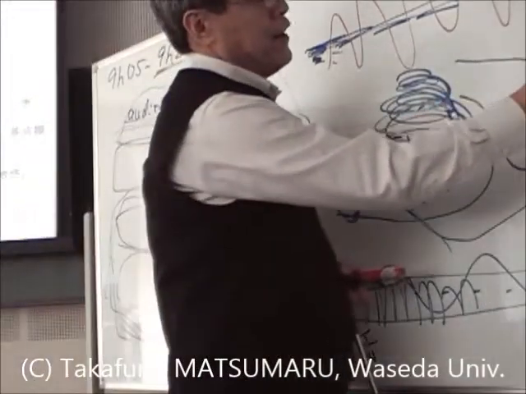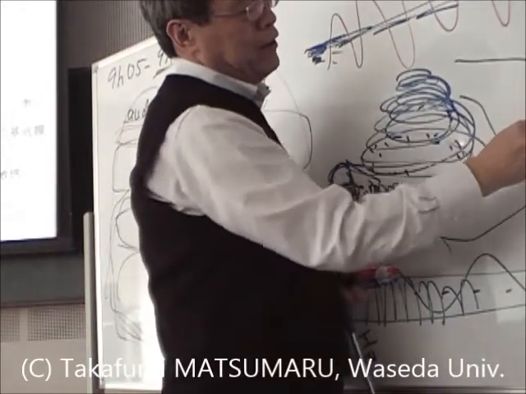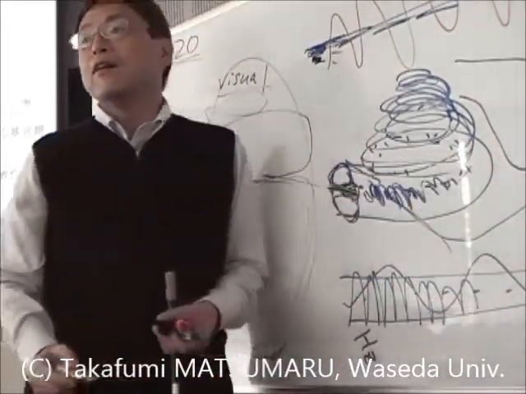By this vibration of this membrane, the liquid is moved a little bit. So therefore, this hair is waved. By waving this hair, this nerve cell generates a pulse.